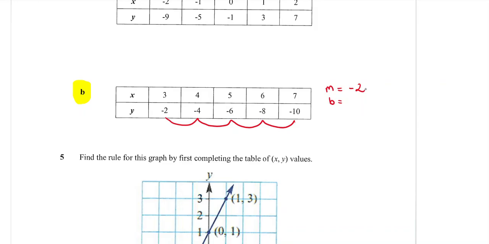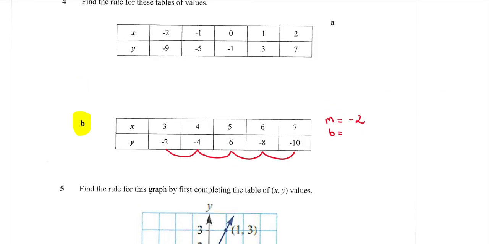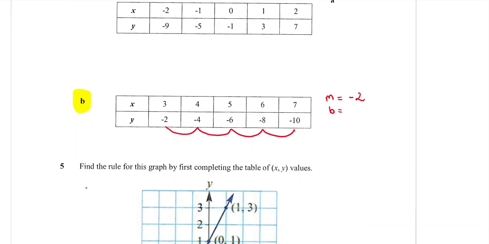Okay, to find the b, and I've deliberately chosen the harder one. The one you're going to do is a little bit easier. You normally want to find when x is equal to 0, and you want to find the number underneath it. So for this one up here, it's really easy because it's right there. But we don't have a 0.